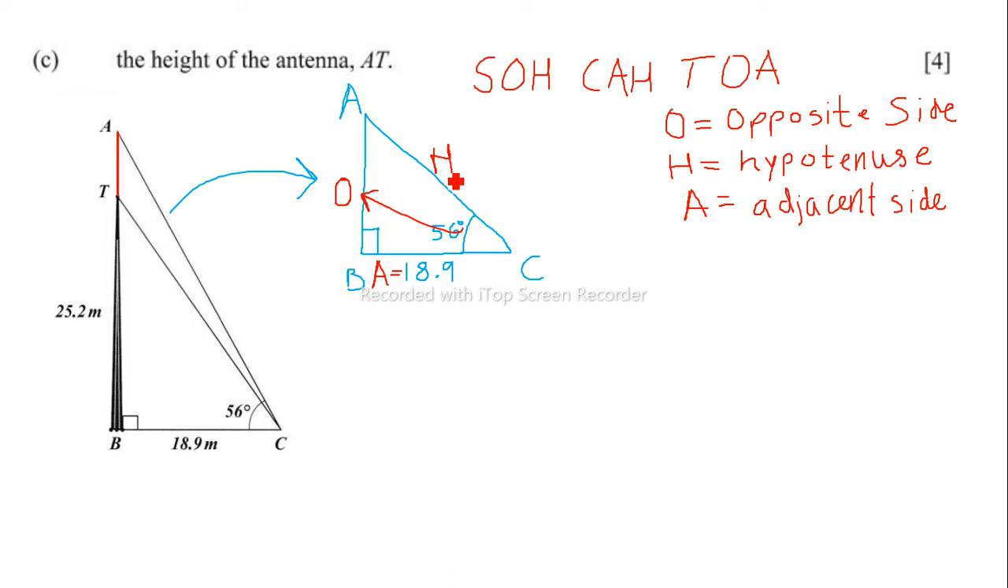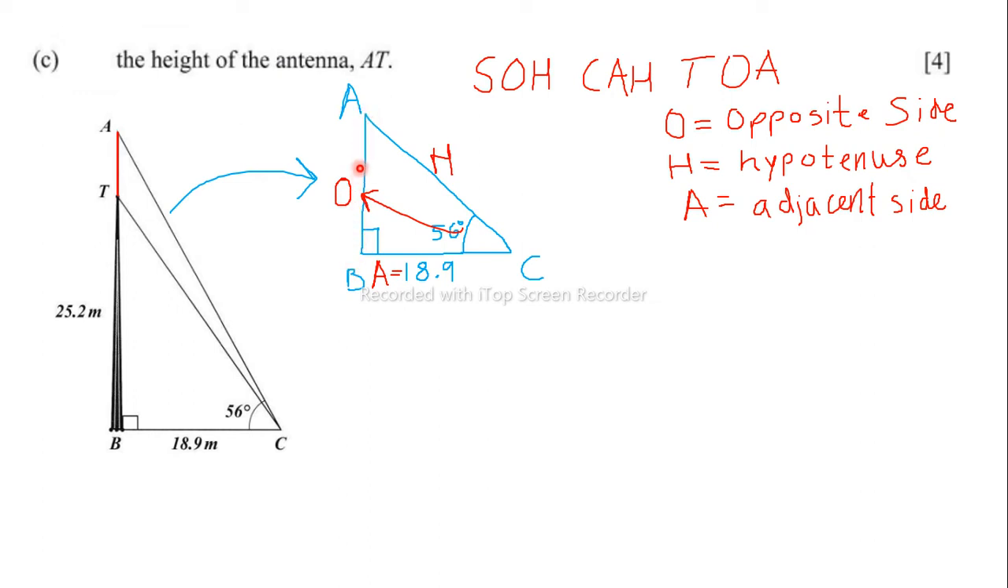Okay, now we have to be very wise. What is the side that we're trying to figure out? What is the missing side? The opposite, the AB, right? Because if we know what AB is, we can just subtract 25.2 from it and that's going to give us the answer. So we need to figure out what the opposite is. That's AB, right?